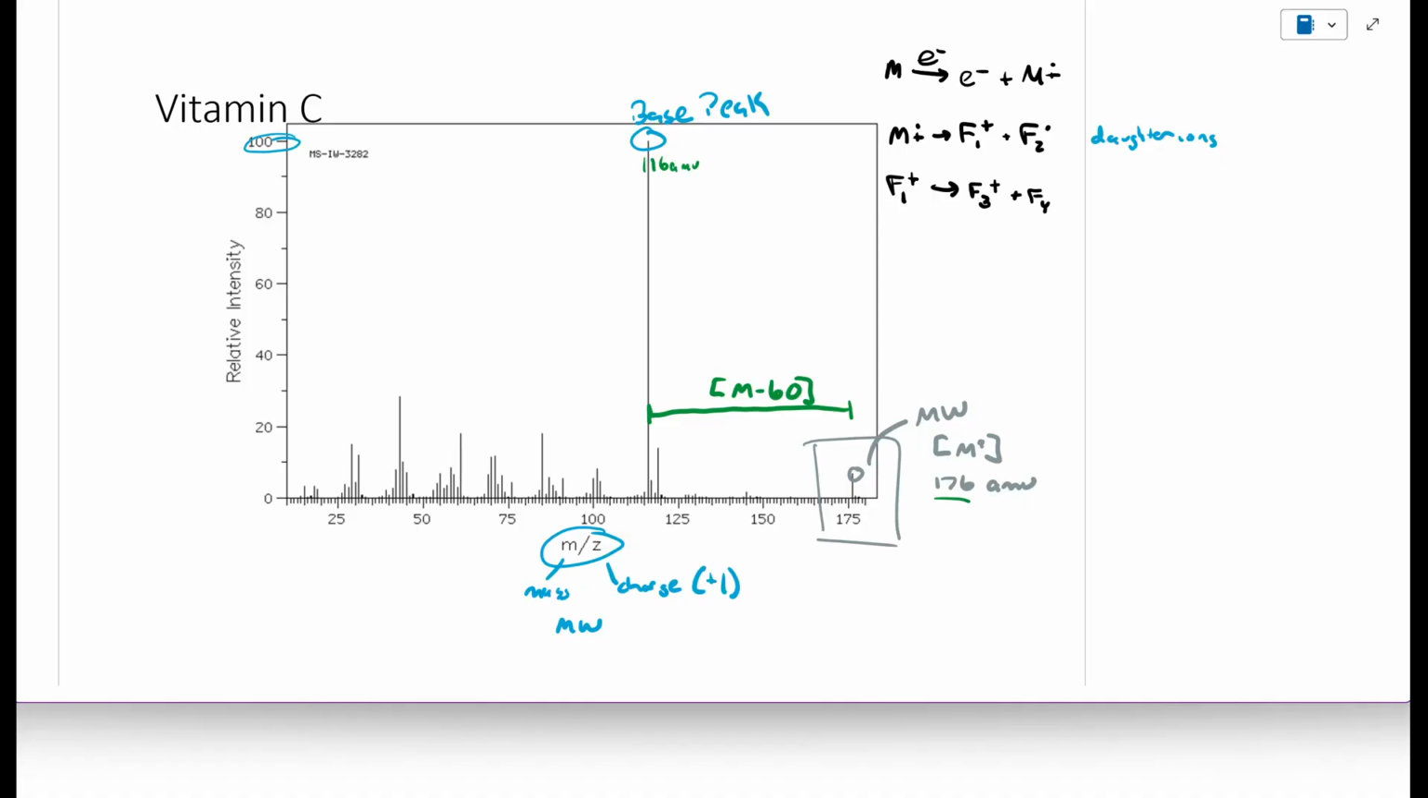So this notation, M minus number, is often how we refer to daughter ions. And so we could do that with any daughter ion that we wanted to. Again, not all of them are useful, but we'll figure out which ones are useful as we go through.